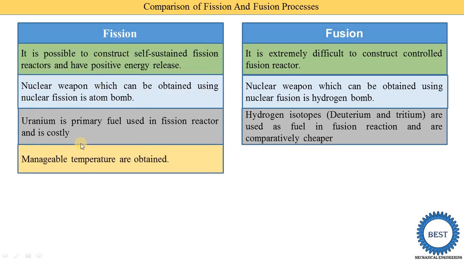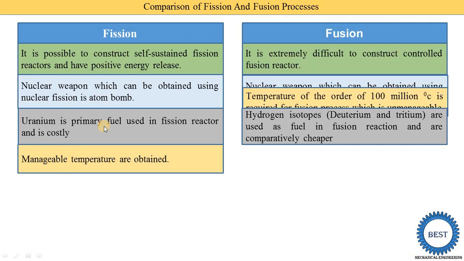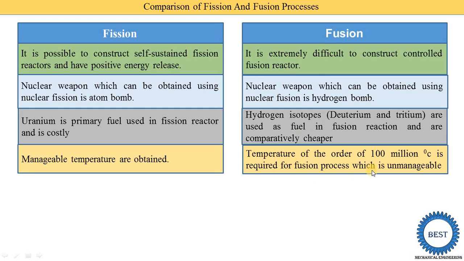In a fission process, temperature is manageable, because it is carried out at room temperature. In a fusion process, temperature is very high, that is 100 million degrees centigrade. So these temperatures are unmanageable.